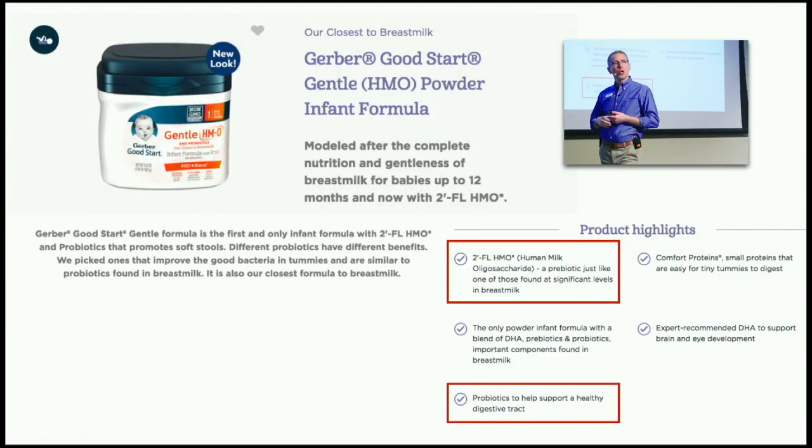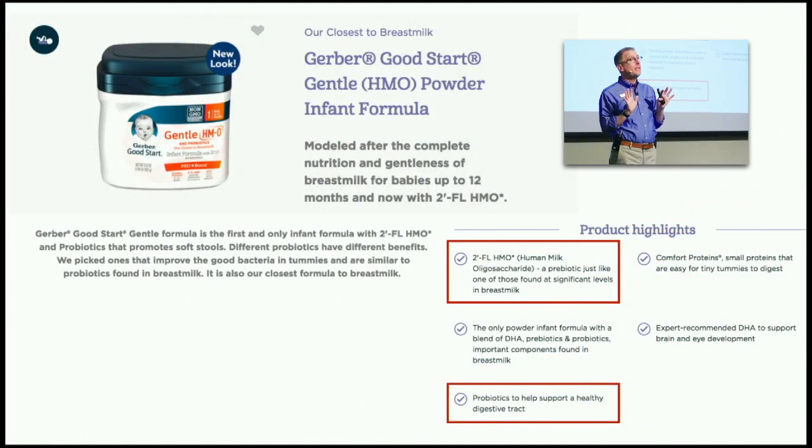Let me show you this. This is Gerber Good Start. I am not paid by the Gerber company. This is not a product endorsement. Let me be really clear about this.